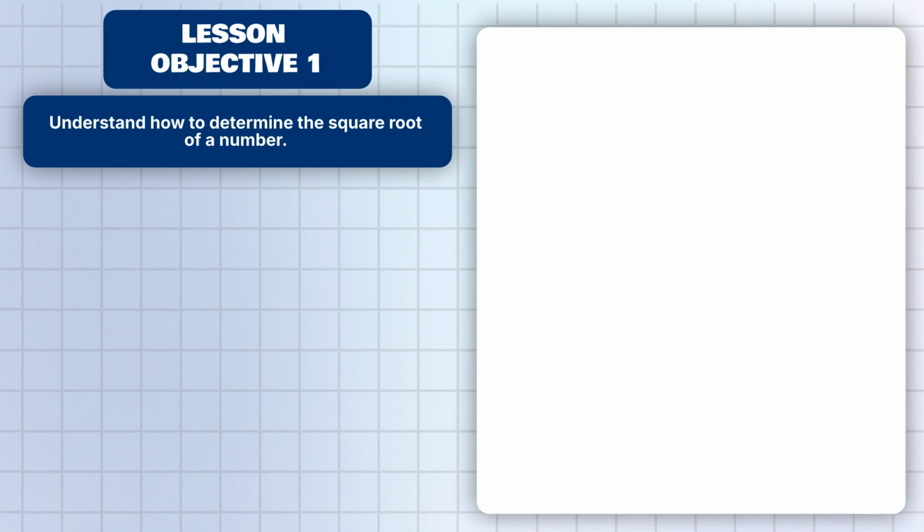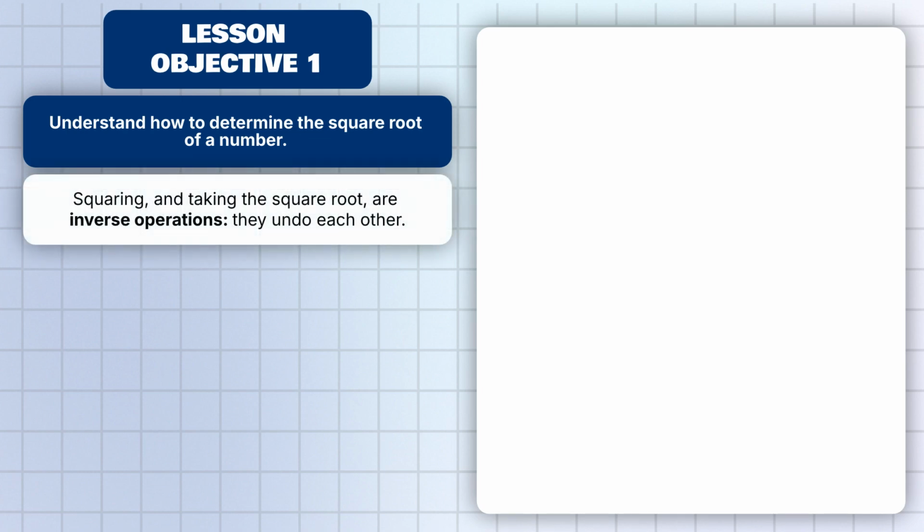Next, it's important to understand the relationship between squares and square roots. Squaring and taking the square root are inverse operations. This means that they undo each other. If you square a number and then take the square root, you get the original number back, and vice versa. For example, the square root of 4 squared is equal to the square root of 16, which is 4.